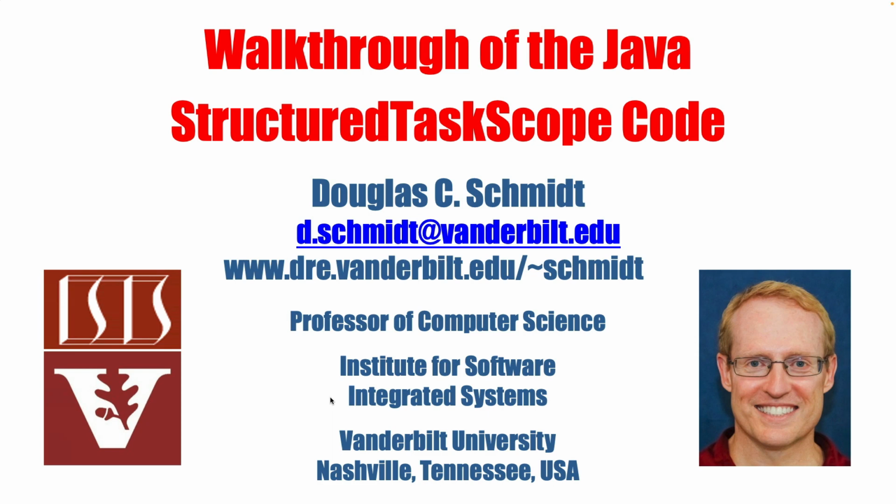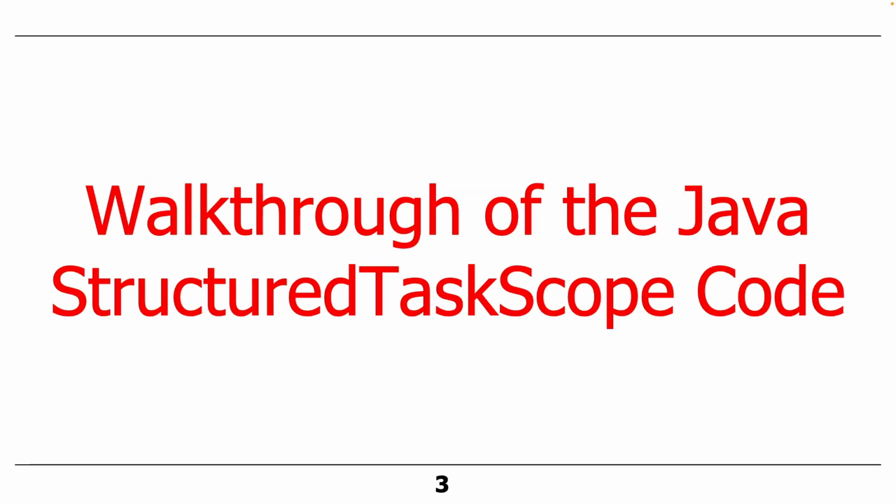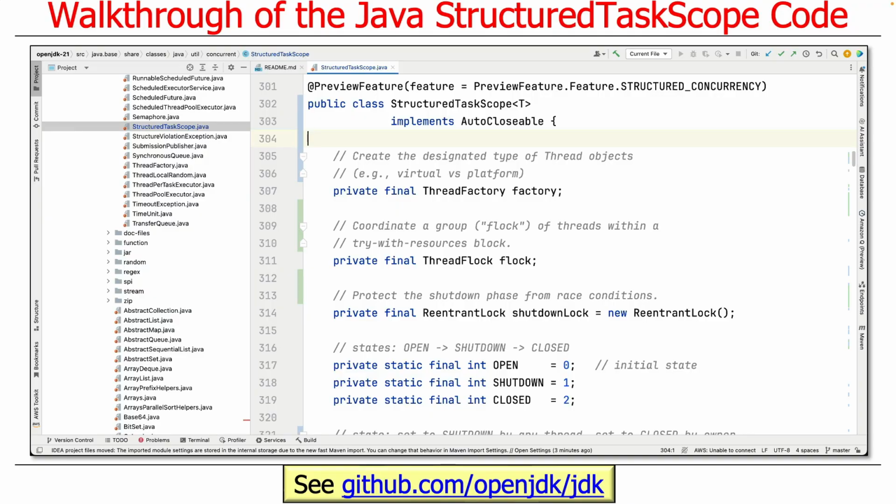So what we're going to do now is walk through the source code for StructuredTaskScope. We're going to start out by talking about the parent class called StructuredTaskScope. And then we're going to take a look at the two subclasses provided out of the box, which are nested inside of StructuredTaskScope: ShutdownOnSuccess and ShutdownOnFailure. You can get all of this code from this GitHub repository, which contains all the source code for the Java OpenJDK variant. And this particular version we're going to look at is version 21.